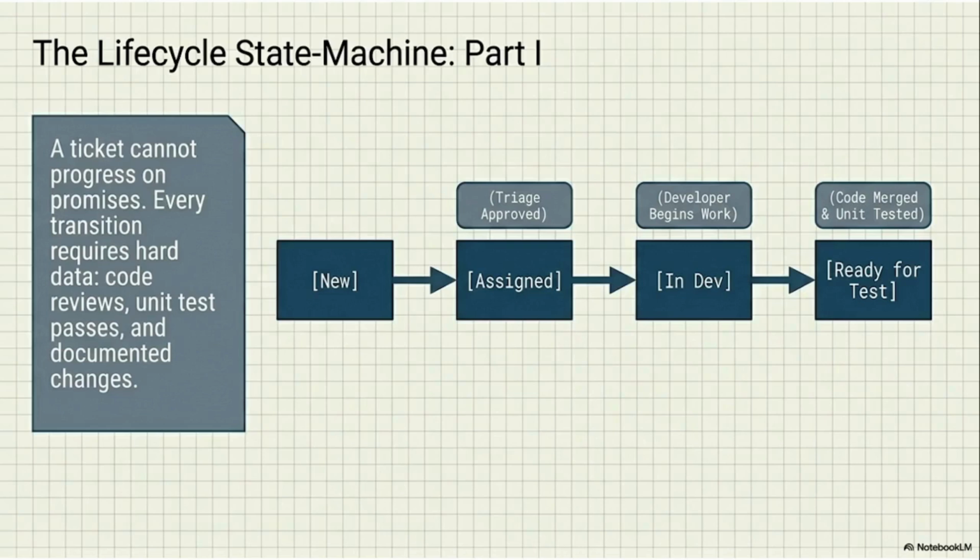The resolution process is a strict state machine. A ticket cannot progress on promises. Every transition from new to assigned to in-dev requires hard data, including code reviews and documented unit test processes, like that.